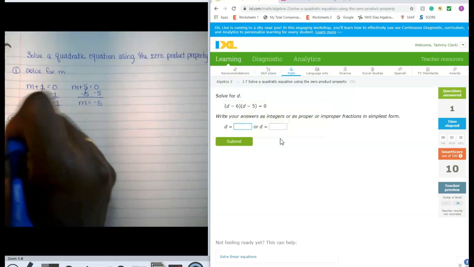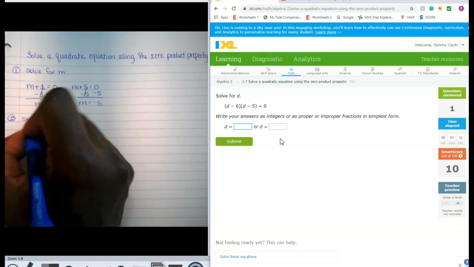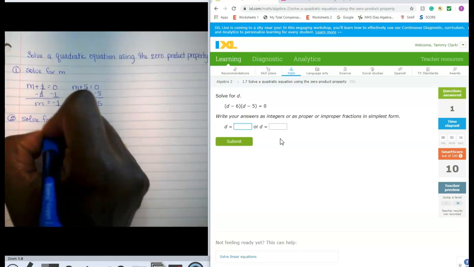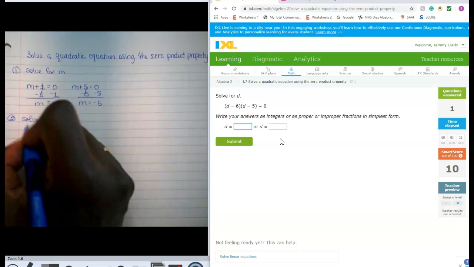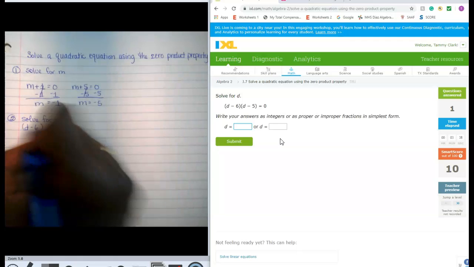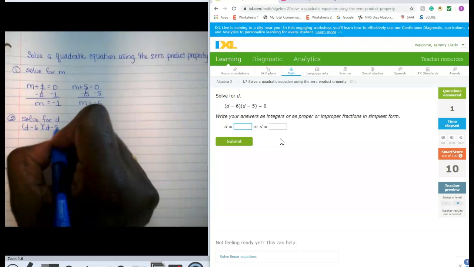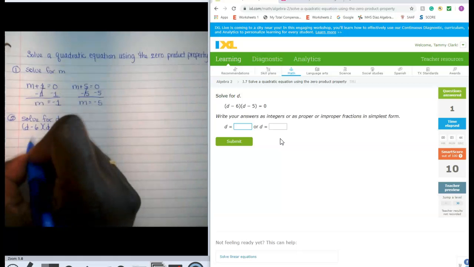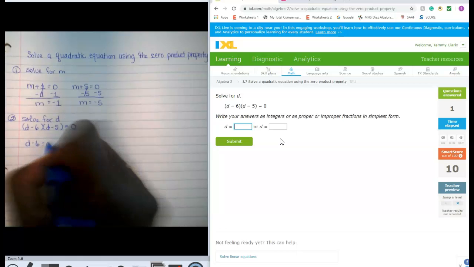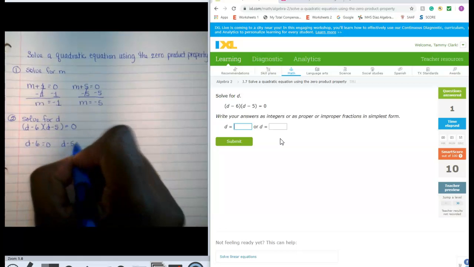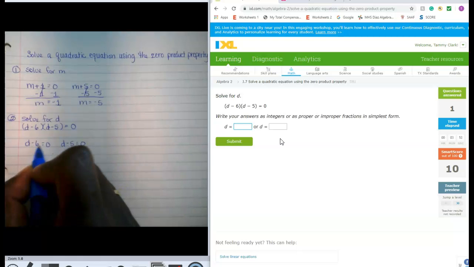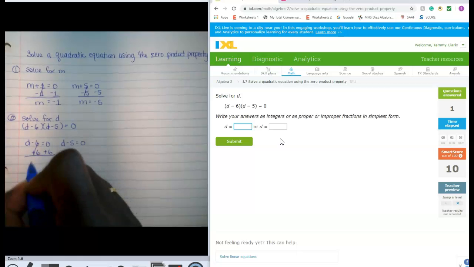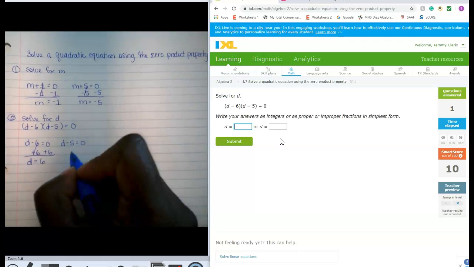Number 2, we're asked to solve for d. And we've got d minus 6 multiplied by d minus 5. When we multiply them together, we get 0. So again, we're going to do d minus 6 equals 0 and d minus 5 equals 0. Well, to eliminate this negative 6, I have to add 6 to both sides of the equation. Therefore, d is equal to 6.